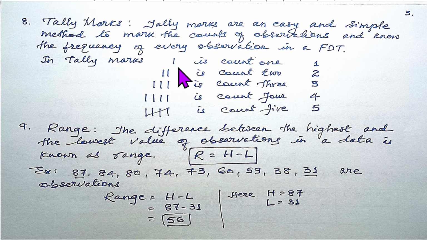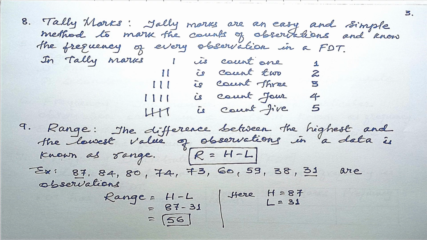In tally marks, a small vertical line segment means a count of 1, 2 segments a count of 2, 3 segments a count of 3, 4 segments a count of 4, and 4 segments with a slash over them is a count of 5. That makes it easy for us to find out the frequency of the values of data in a frequency distribution table.